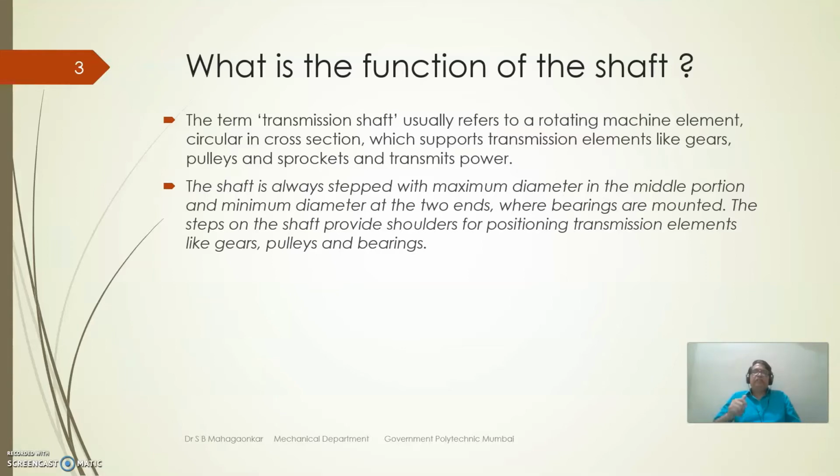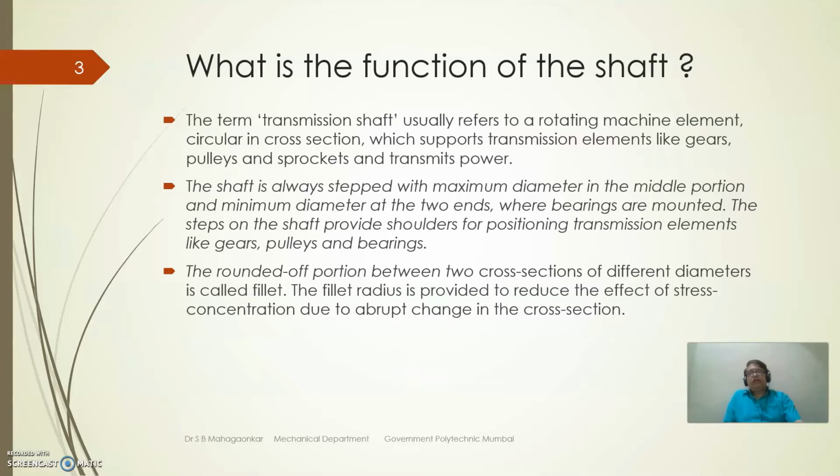So with the stepped shaft, there is an advantage: a lesser bending stress will be developed, and you also have provision for holding the devices in a proper way.